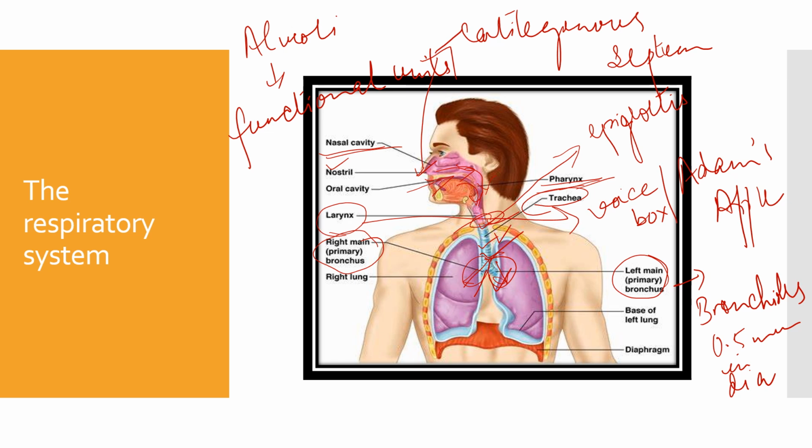Each alveolus has a dense supply of blood capillaries. Is it clear? And there are over 700 million alveoli present in the lungs. So how many alveoli are present in the lungs? Almost 700 million. So this is the external respiratory structure, and this is the overall respiratory system structure.